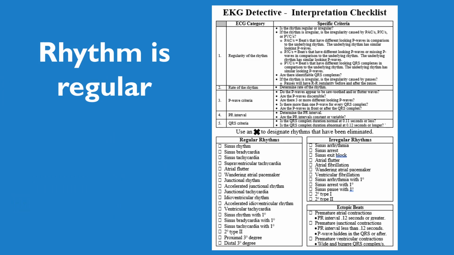For those of us who are using the EKG Detective checklist, since the rhythm is regular, we'll be able to get rid of any rhythms that are irregular. And we can also get rid of ectopic beats, because ectopic beats are beats that create irregularity, and since we have a regular rhythm, we can get rid of all of those rhythms from the checklist.